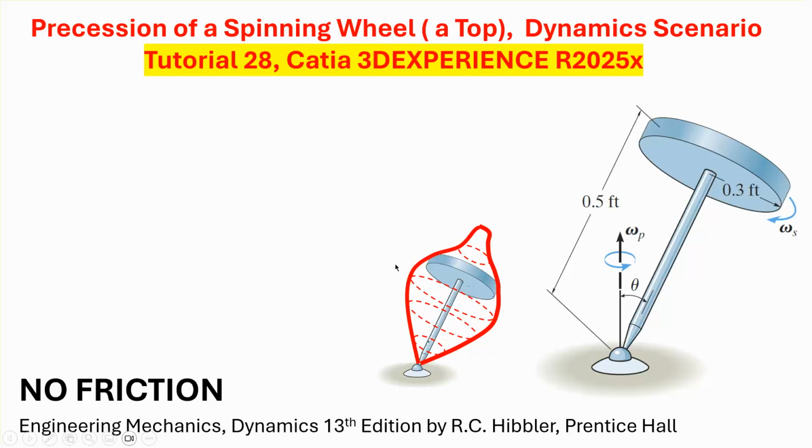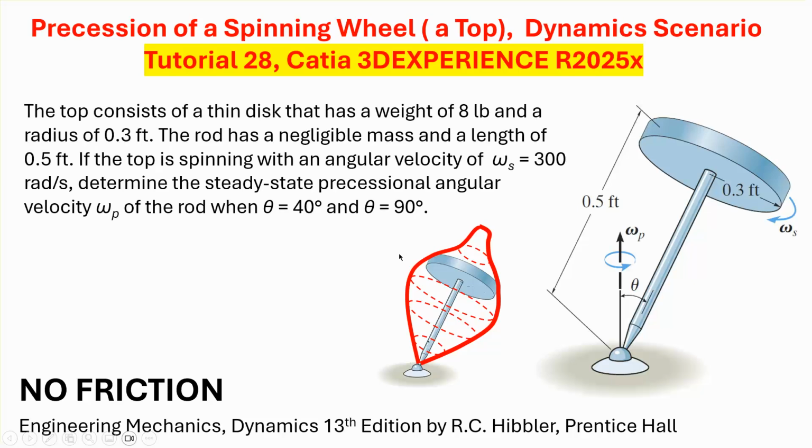Okay. Now, I'm going to do a problem for which the analytical solution is known, and this is coming out of Hibbeler's basic, or elementary, dynamics textbook. And we are assuming there's no friction, so some information is given here. The weight of this disc is 8 pounds, and the rod is assumed to be massless to make our job easier. And the top, or the disc, is spinning at 300 radians per second.